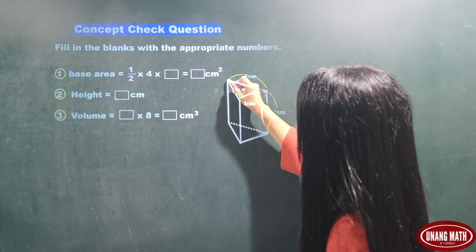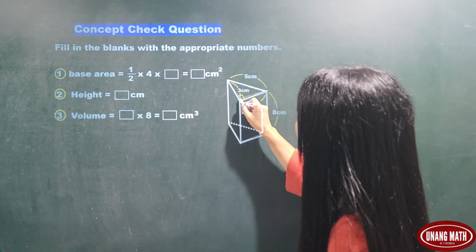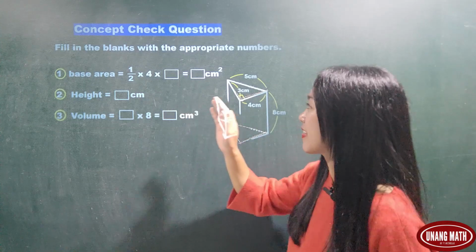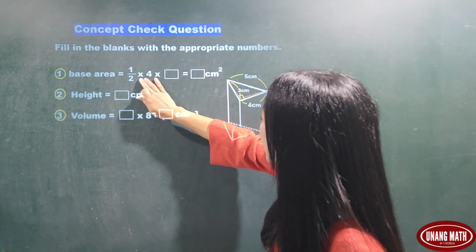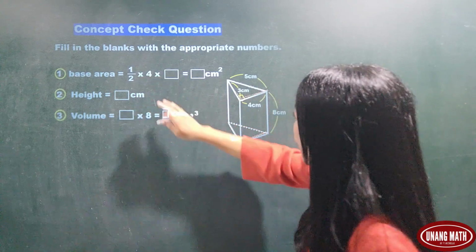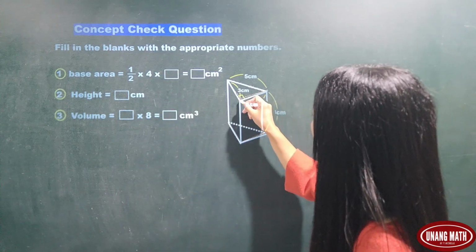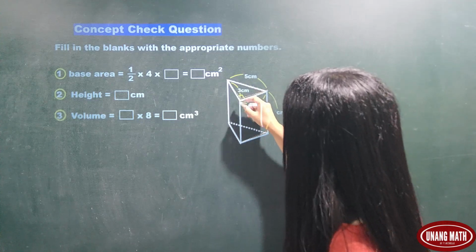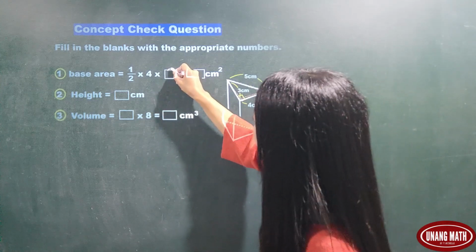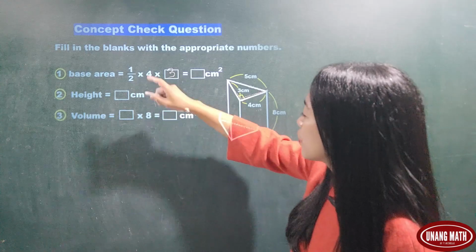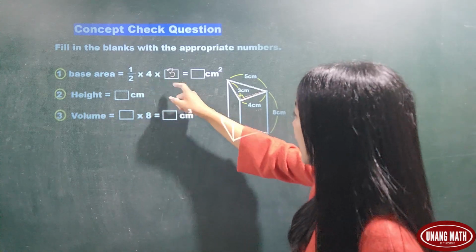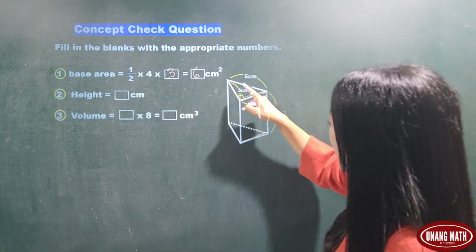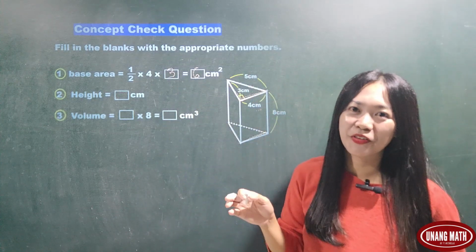Since the base is a triangle, to find the area of a triangle, that would be 1/2 times base times height. So 1/2 times base, which is 4 centimeters. So if our base is 4 centimeters, then that means height is 3 centimeters. So this is times 3. So 1/2 times 4 times 3, that would be equal to 6. So the area of this base is 6 square centimeters.